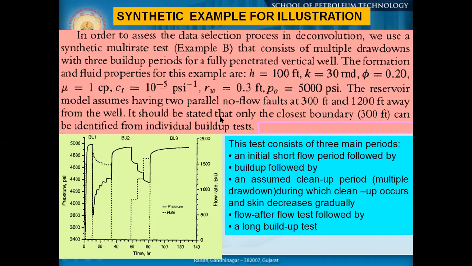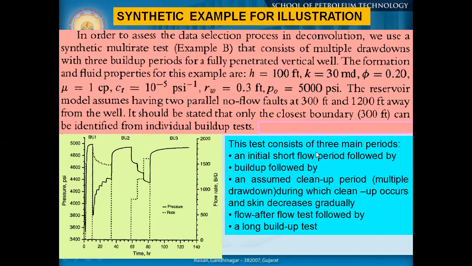It should be stated that only the closest boundary, 300 feet, can be identified from the individual build-up test. That means as the time of the build-up is short, only the closest boundary, which is 300 feet away from the well, may be understood.